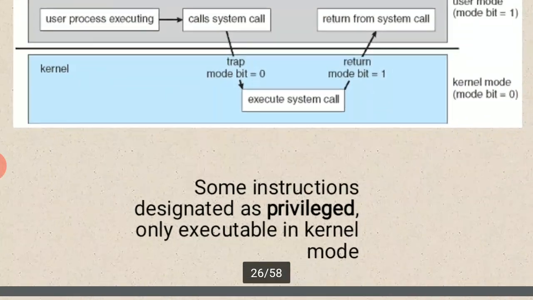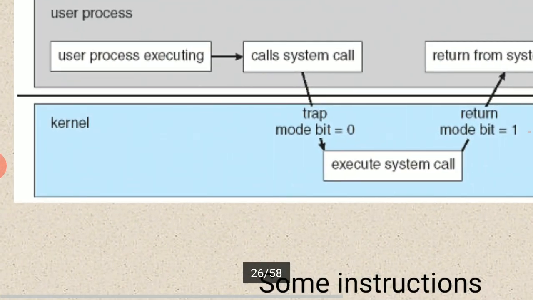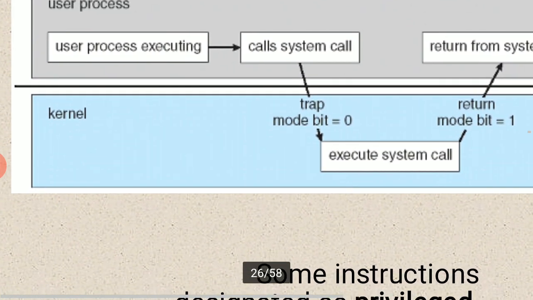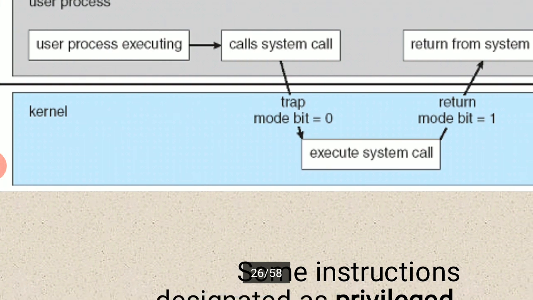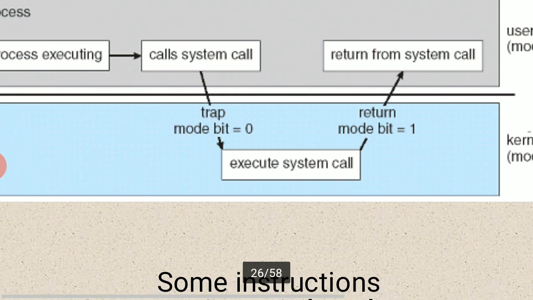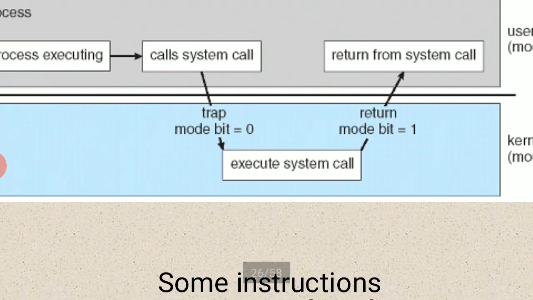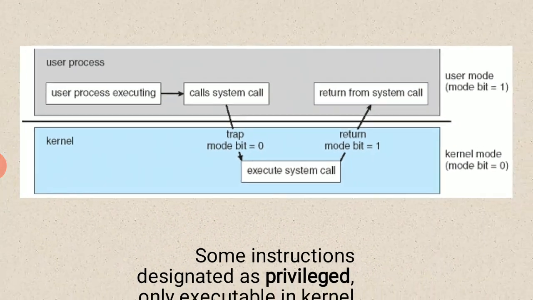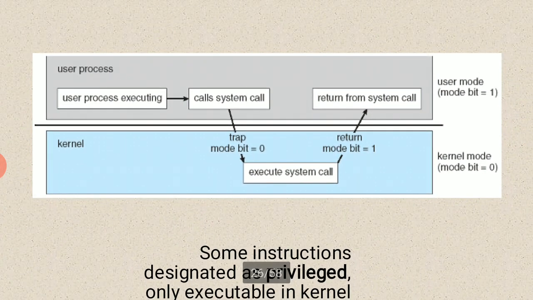A user process is executing and calls a system call. The system call executes in kernel mode, with trap setting mode bit 0, and on return the mode bit goes back to 1. Here is the user process and the kernel process.